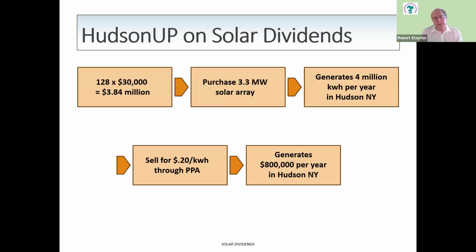We can do some back of the envelope calculations to show the potential of investing for solar dividends. This project had to raise $3.84 million to make those payments for 5 years. With that money, you could purchase outright a 3.3 megawatt solar array. That array could generate 4 million kilowatt hours per year in Hudson, New York, according to PV Watts. If that array is part of a power purchase agreement that receives the average retail price for power in Hudson, which is 20 cents per kilowatt hour, that would generate $800,000 per year in solar revenue.